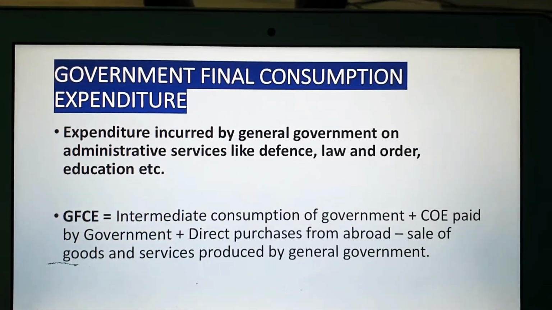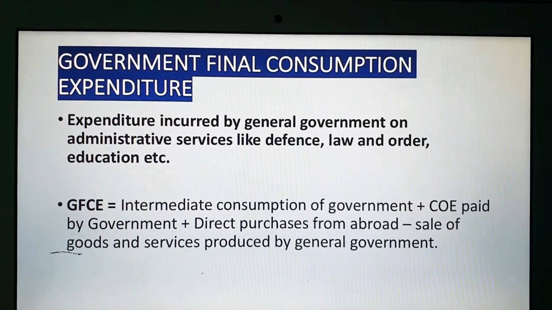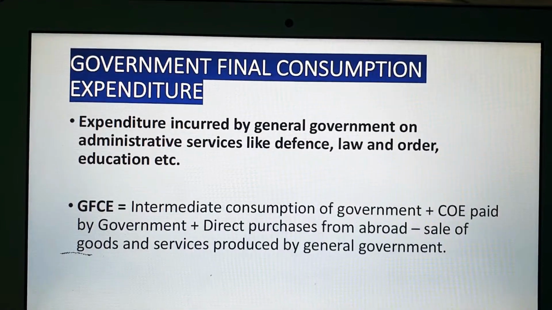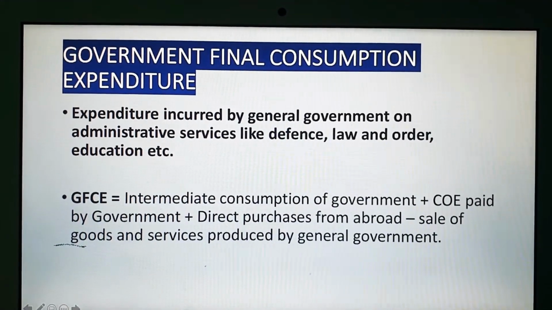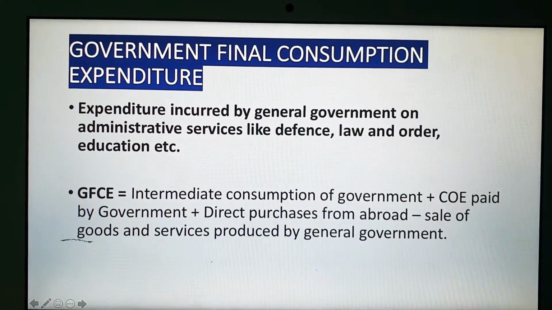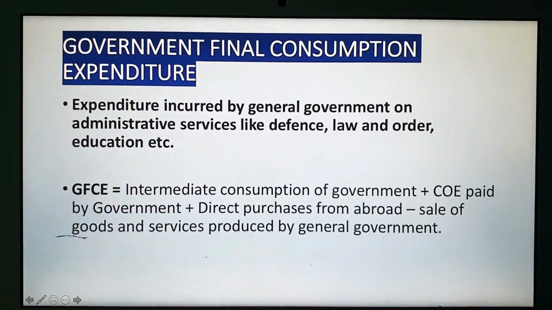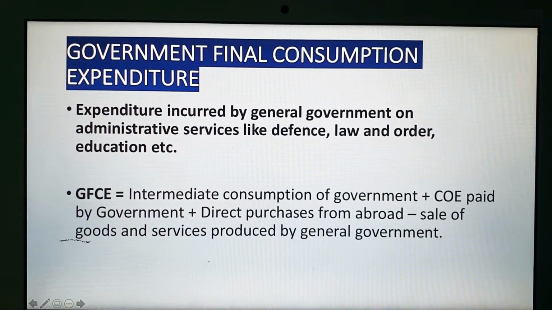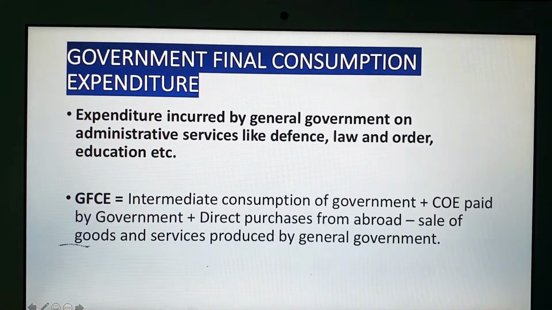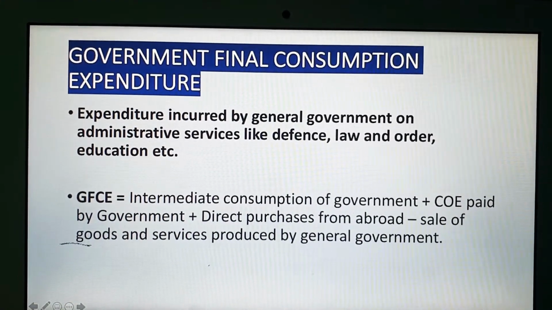Basically, we add all the expenditures incurred by the general government, and out of those expenditures we deduct the sales of goods and services produced by the general government, so that we get the net government final consumption expenditure. So from all the expenditure incurred by the government, we deduct the sales and then we get the government final consumption expenditure.